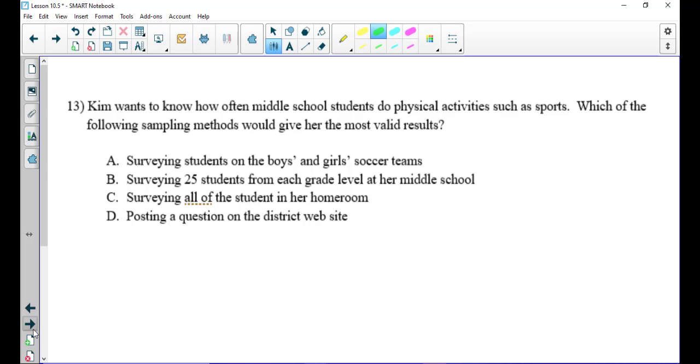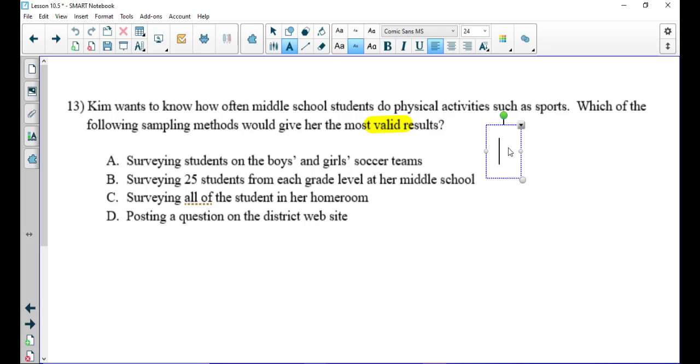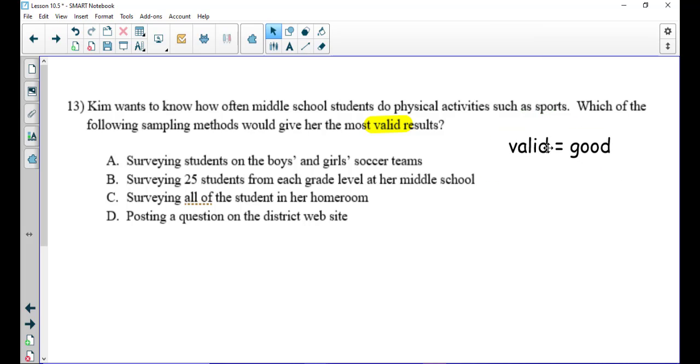to valid, biased, unbiased, that kind of thing, similar to what you might see on the test. So in number 13, Kim wants to know how often middle school students do physical activities such as sports. Which of the following sampling methods would give her the most valid results? And valid means good results, by the way. So as unbiased as possible is what this means. So valid equals good. It's kind of a different term for biased and unbiased, but valid would be good.